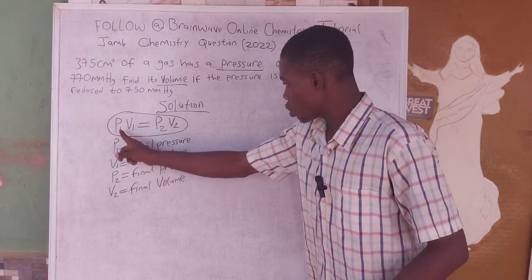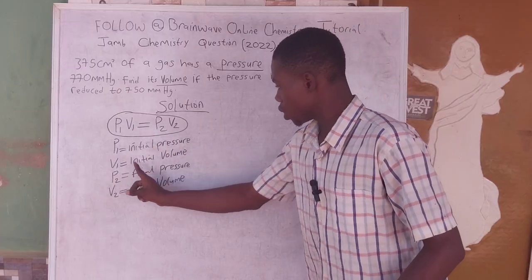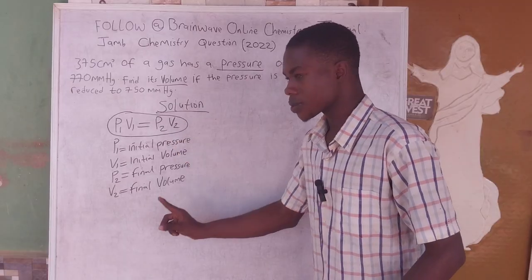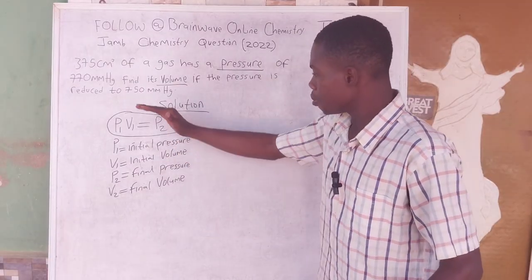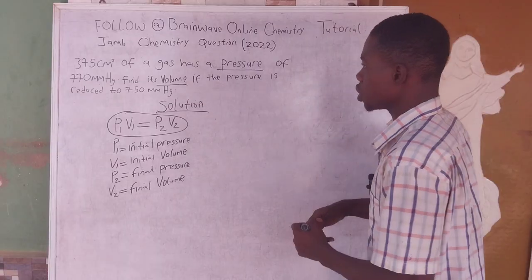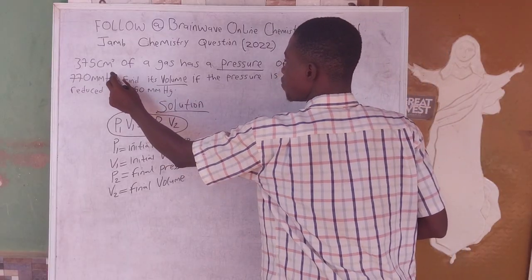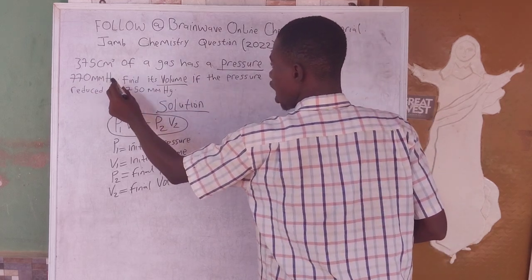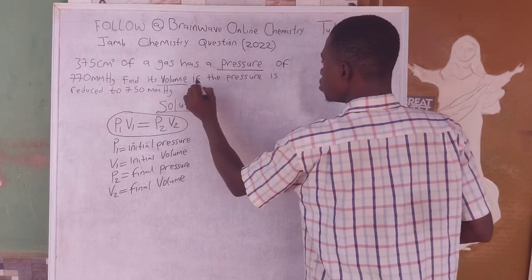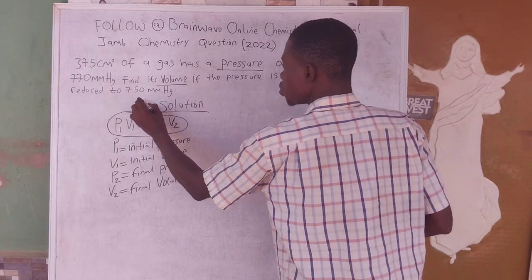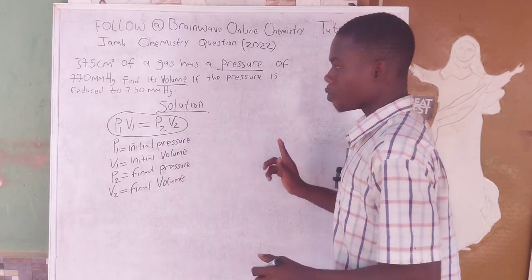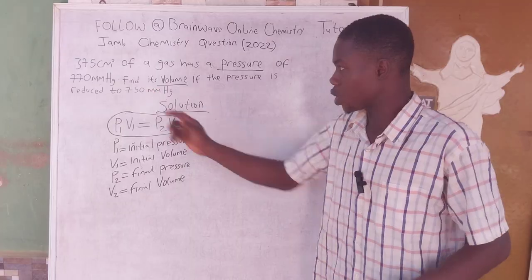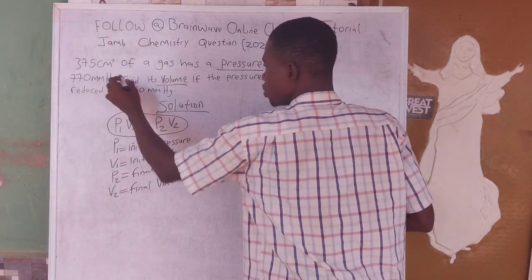Now P1 in the equation is the initial pressure, V1 is the initial volume, P2 is the final pressure, while V2 is the final volume. Having brought out all this, let's go straight to the question. The question says 375 cm cube of a gas has a pressure of 770 mmHg. Find its volume if the pressure is reduced to 750 mmHg. The unit of volume is cm cube, while the unit of pressure is mmHg in this question.